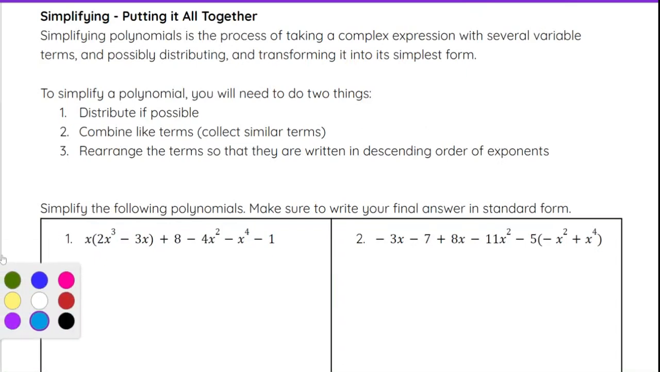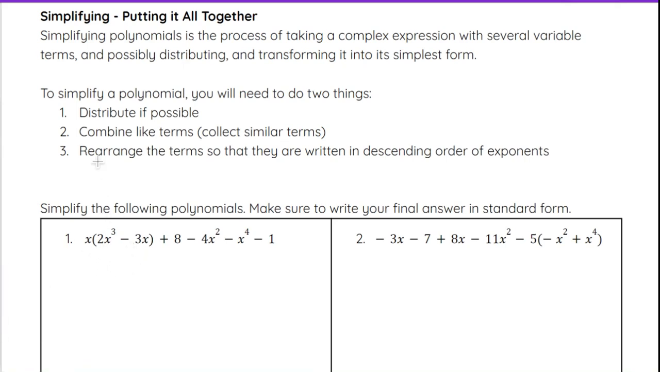So now we are going to look at some examples of putting it all together. So we are going to distribute, combine like terms, and then we will rearrange any terms in descending order so that it is written in standard form if it's not already. So let's go ahead and start with number 1.